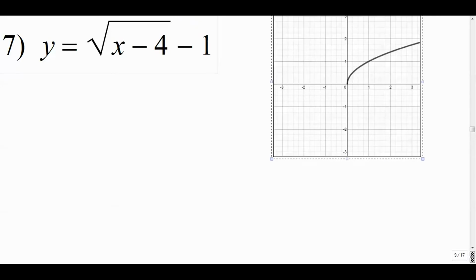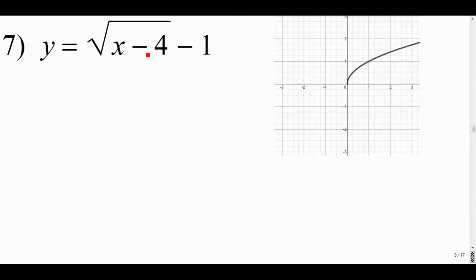But I have like 15 or 16 examples that I want to cruise through. So here we have -4, that's a right 4, and then down 1. So right 4 and down 1, it'd be over here, and then it would look the same otherwise.